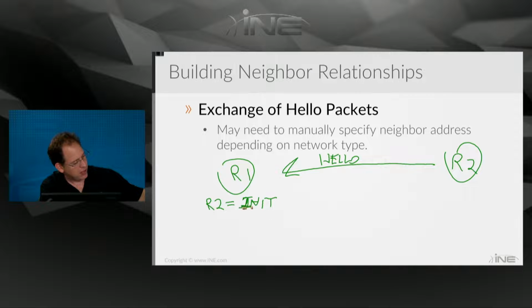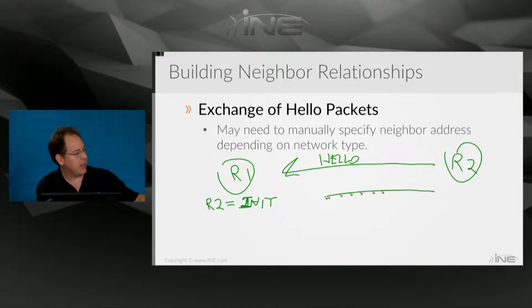Init, or the initial, it's called the initial state. So if you did show IP OSPF neighbor on router 1, you'd see a neighbor of R2 and the state would be init, meaning initial. I've received his initial hello, but I don't know if he even is aware of me yet.